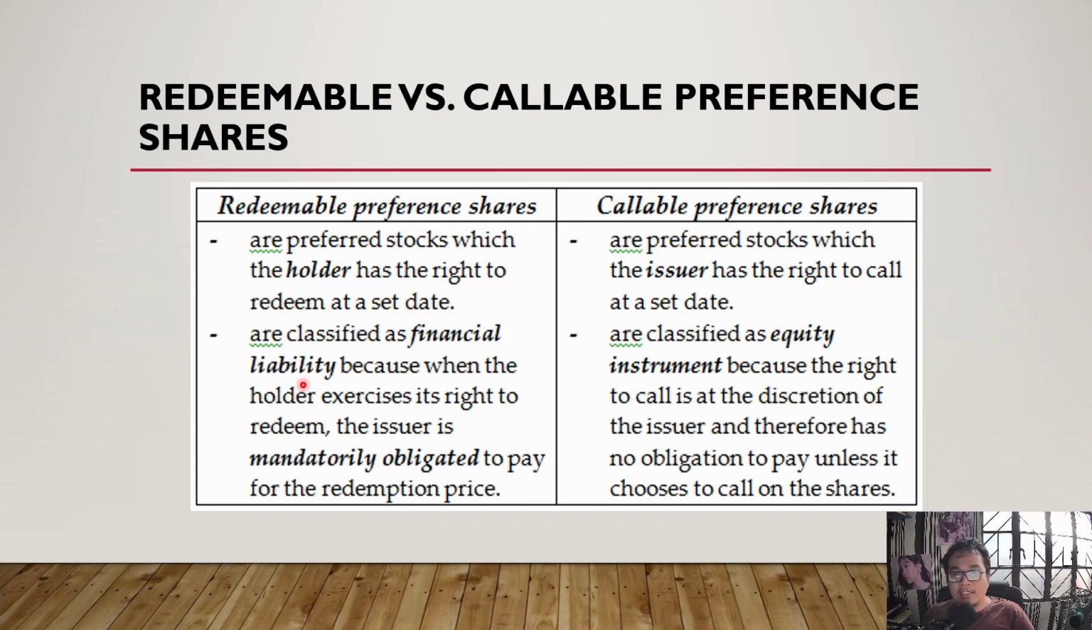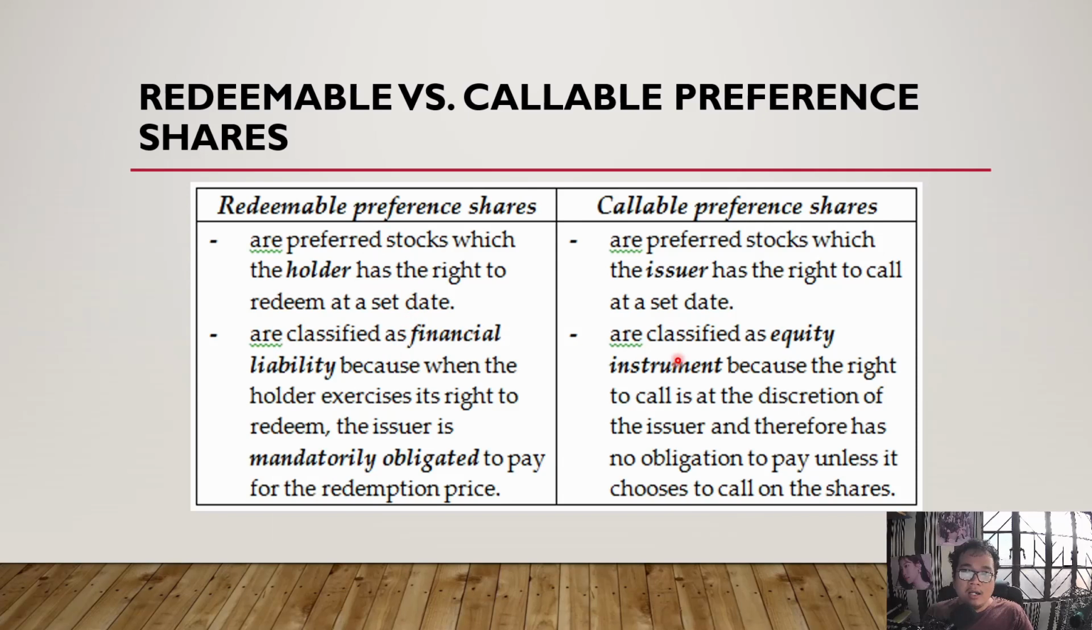Ang kaibahan niya sa callable preference share, tingnan nyo dito, these are preferred shares or preferred stocks, which the issuer, yung company na nag-issue, has the right to call at a set date. So, these are classified as equity instrument because, bakit? The right to call is at the discretion of the issuer and therefore has no obligation to pay unless it chooses to call on the shares. So yan, hindi siya makakonsider as the liability kasi kung makikita nyo dito, favorable ito sa company, sa issuer. Ito, unfavorable, di ba? Kasi redeemable. Wala siyang choice. Basta dumating yung redeemable date, yung set date, required siyang bayaran yan. So, unfavorable yung circumstances na yan, hence it is considered to be as financial liability.